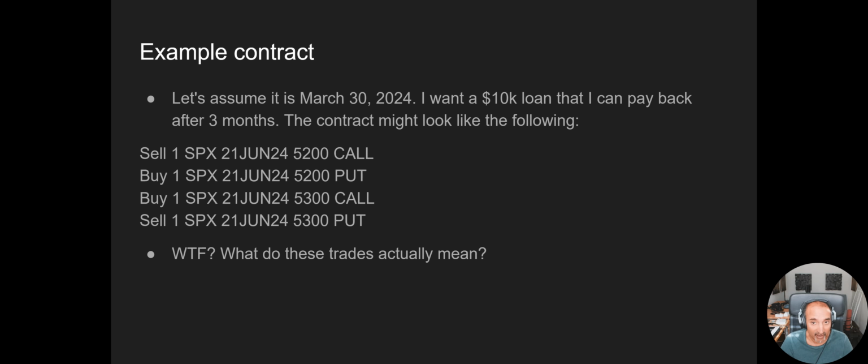There are basically 4 legs to it. So let's assume it is currently March 30th, 2024, and I want a $10,000 loan, and I will pay it back after 3 months. What this contract might look like is you will be selling a call, buying a put, buying a call, and selling a put. Now, if you've never done options trading, this will look pretty confusing. What do these lines actually mean? So we're going to try to break it down.